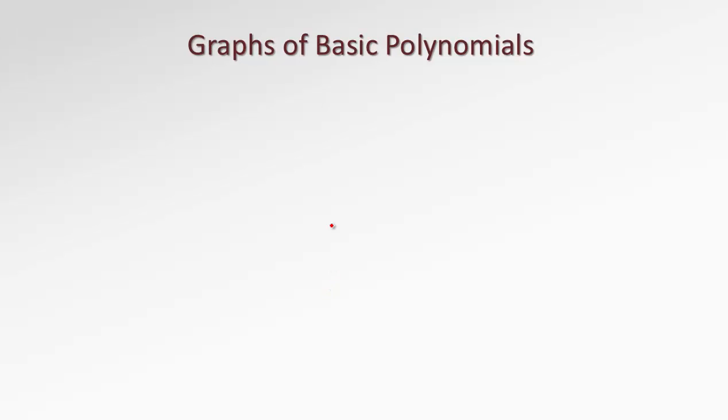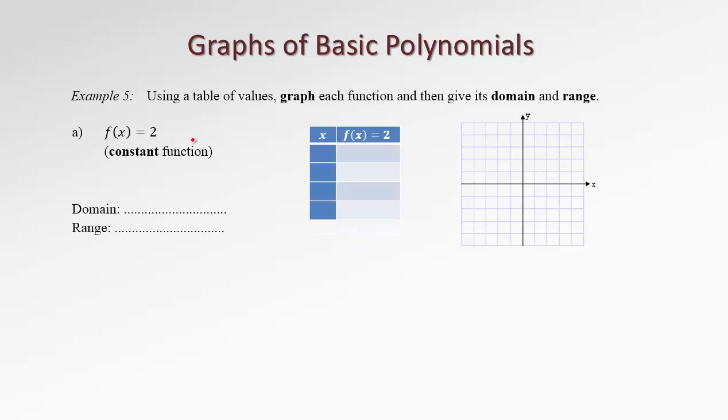In this lesson, we'll talk about graphs of basic polynomials. We're going to look at different degree polynomials, starting from the 0-degree polynomial, which is a constant function. Using a table of values, we need to graph each function and observe their properties, such as domain, range, and the general shape. Our first example is f of x equals 2.